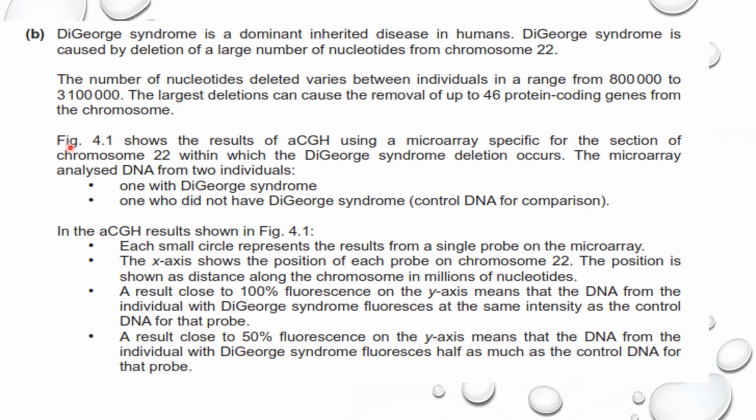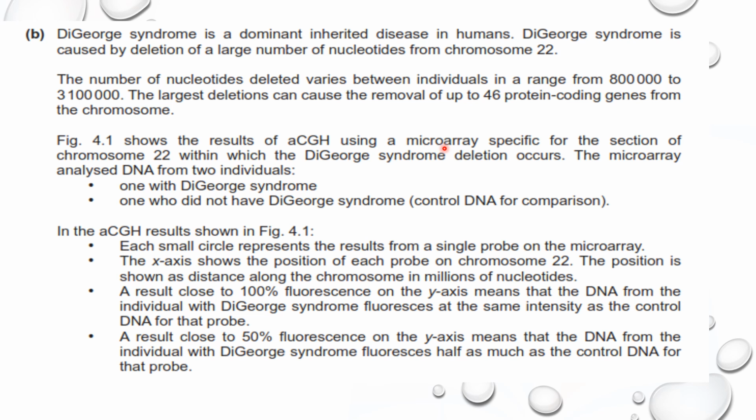Okay, next paragraph. Fig 4.1 shows the result of aCGH using a microarray specific for the section of chromosome 22 within which the DiGeorge syndrome deletions occur. So this figure, we're going to look at the figure. So we want to find out where this has occurred. That's what I want to do. So you slow down and understand it. That's how to read this stuff, so that you understand what you're reading.